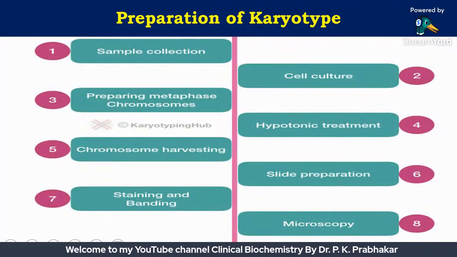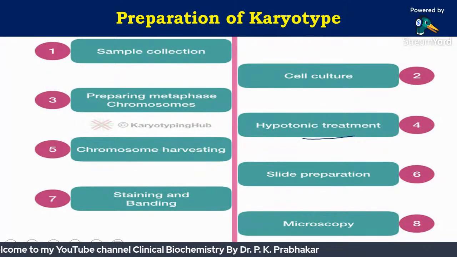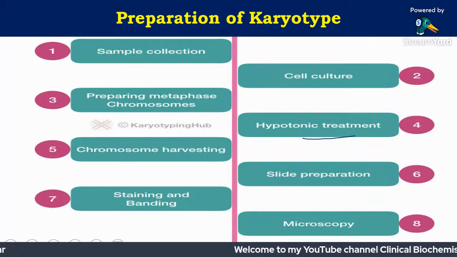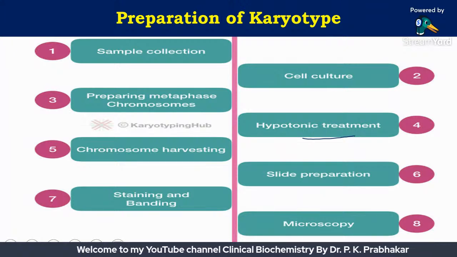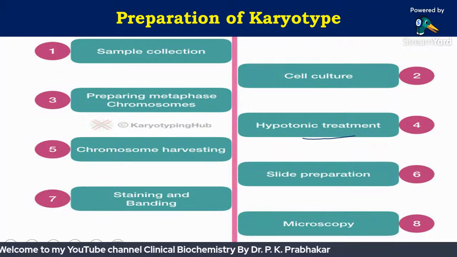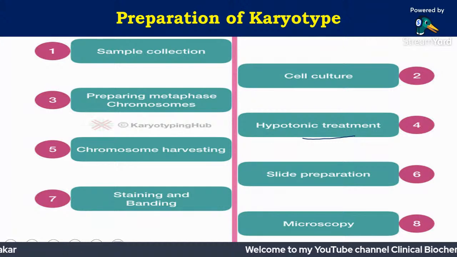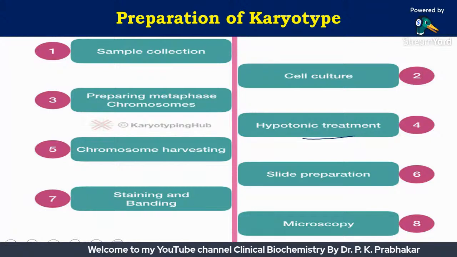Then we are going to use hypotonic treatment. In order to isolate chromosomes, we need to swell the cells to observe the chromosomes. So that's why we use hypotonic treatment. With hypotonic treatment, water will enter the cells and the cells will swell up. A special type of solution, that is hypotonic, is utilized to swell the cells so that chromosomes will be separated on the slides.